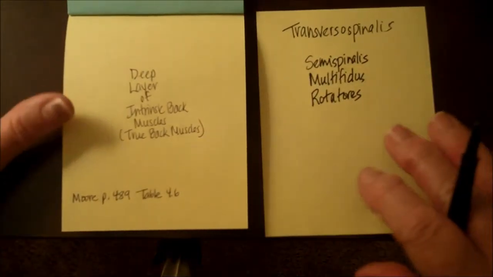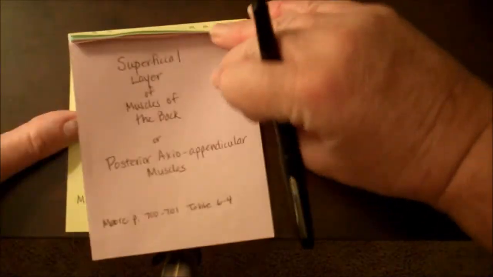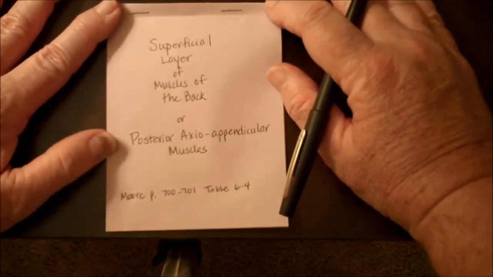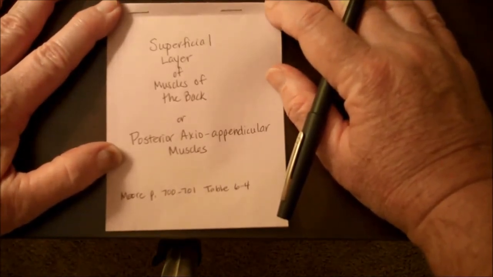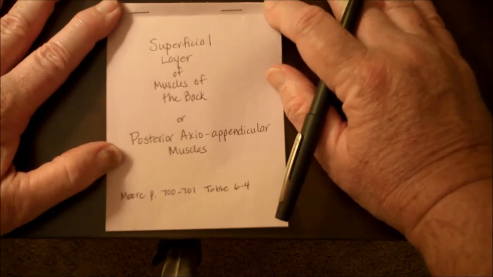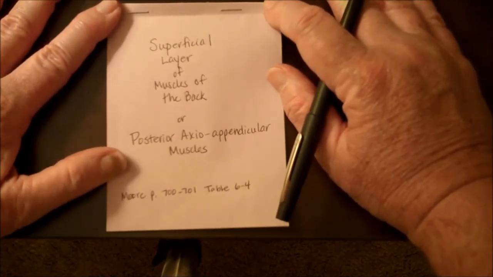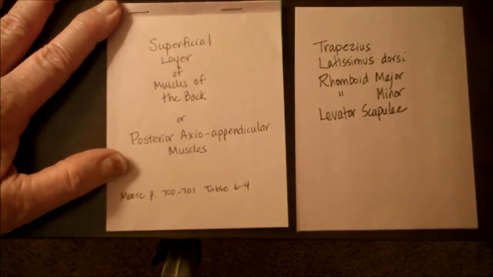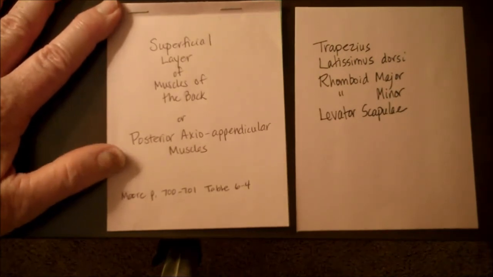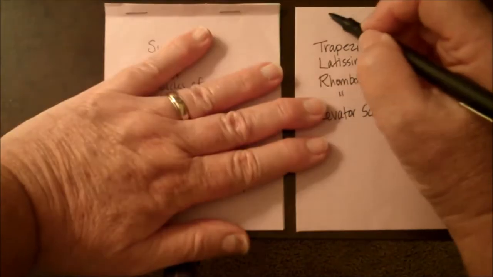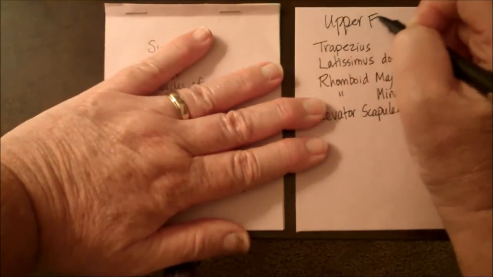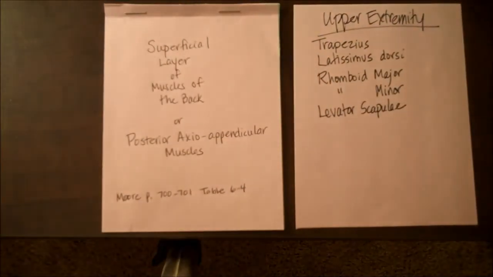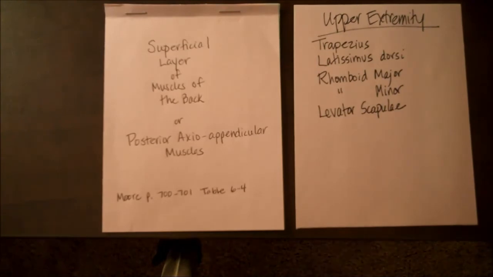There we go. So I'm going to review once more. So the layers of the back. There are 3 layers of the muscles of the back. The first layer, or the superficial layer, are really muscles of the upper limb, or posterior axio-appendicular muscles. Those are the trapezius, the latissimus dorsi, rhomboid major, minor, and levator scapulae. Muscles of the upper extremity, or upper limb. Primarily innervated by branches of the brachial plexus, except for the trapezius.